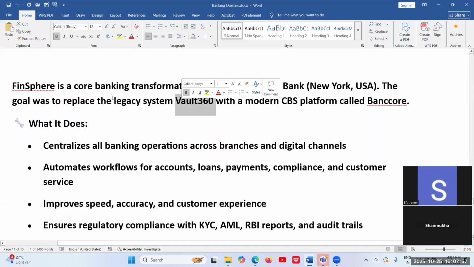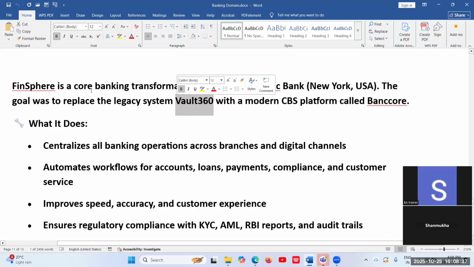The client approached us, and they wanted us to improve with the modern CBS platform called Bank Core. So we need to upgrade from Vault 360 to Bank Core. Along with that, the requirement is to migrate the existing data they have in the previous core banking system, Vault 360. Whatever data it has should be transformed to Bank Core, and the client also has some additional functionalities that we need to incorporate in developing this FinSphere application.